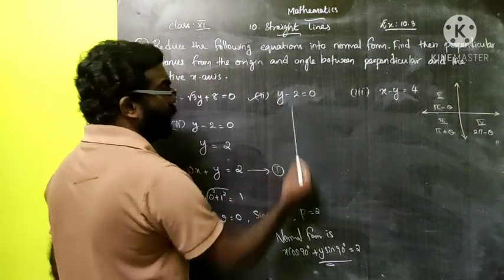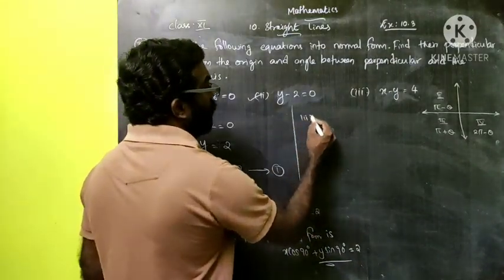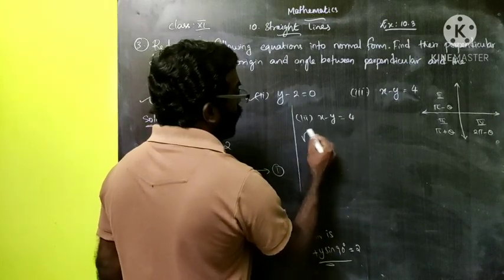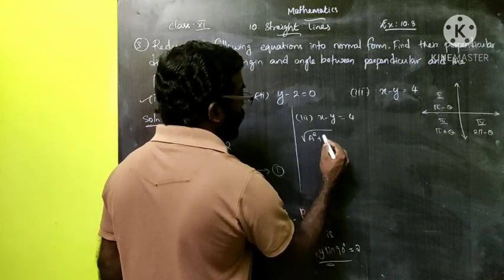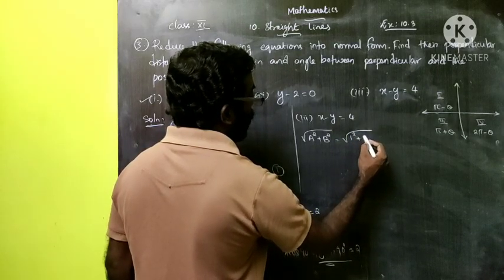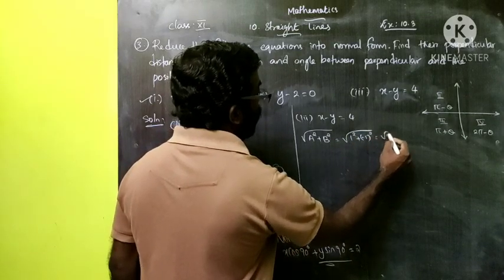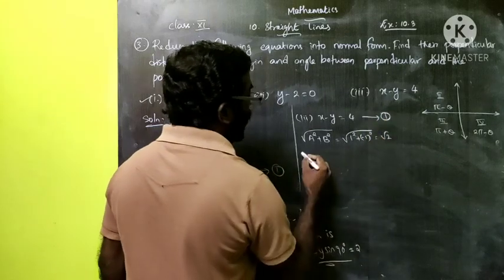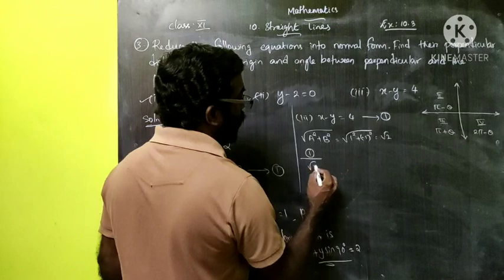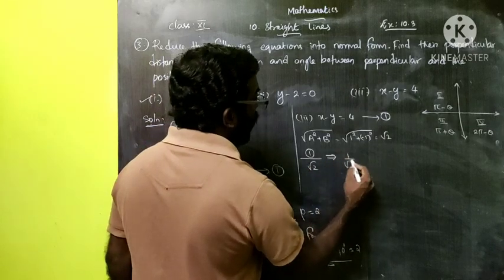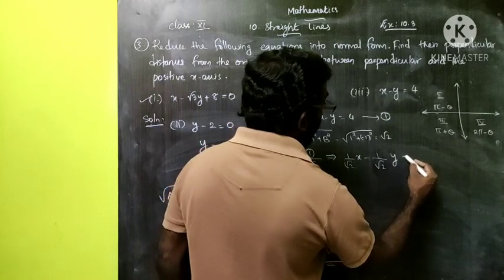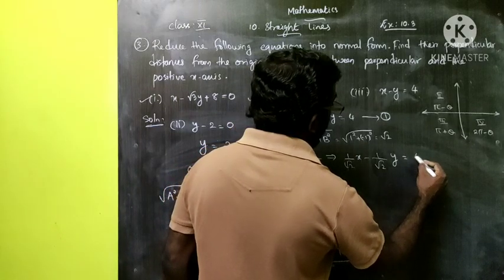Okay. And the third one is x minus y is equal to 4. Here first we can find root a square plus b square. Here it is 1 square plus minus 1 square, that is root 2. We can divide the equation by root 2. So equation 1 divided by root 2 implies 1 by root 2 x minus 1 by root 2 y is equal to 4 by root 2.